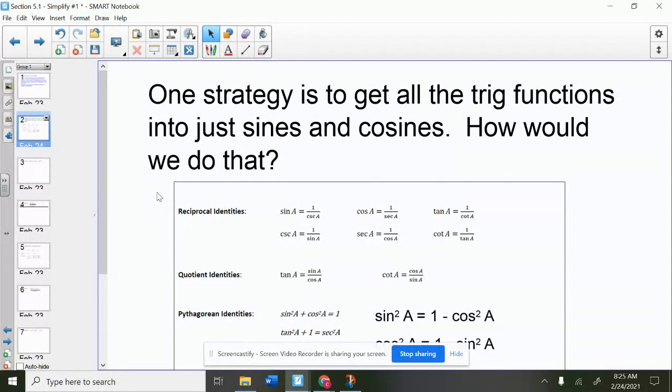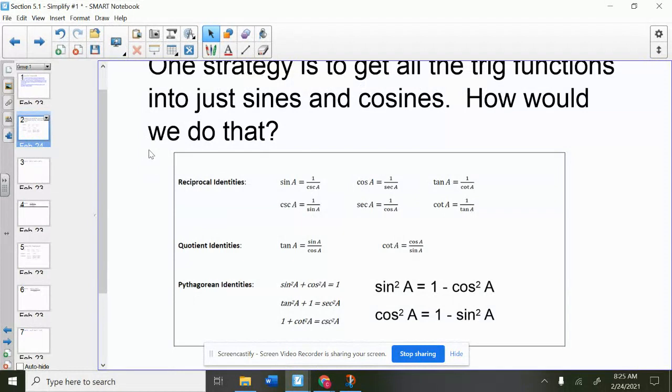And that sounds kind of weird. How would we do that? How do I get 6 different trig functions and get them down to be just 2? Well, first off, by definition, going from 6 down to 2 is definitely simplifying. But this is one strategy that's going to be very helpful. It's kind of like the bread and butter of trig identities. Well, here's how you do it.